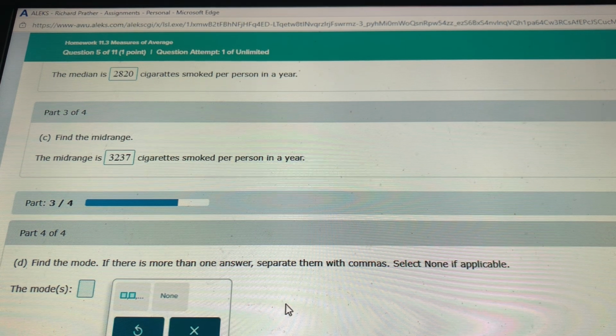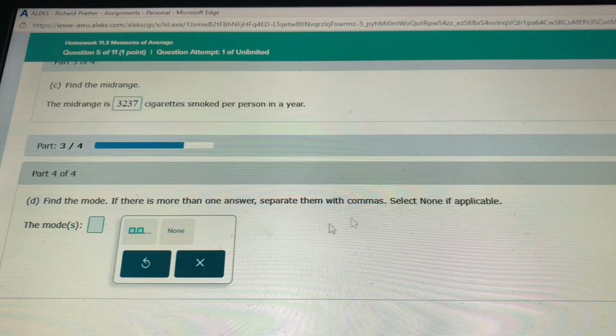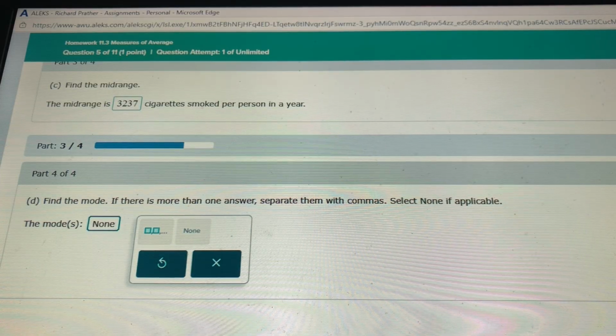And maybe there's no mode here because these numbers are so big, it's unlikely any of them repeated. Putting them in order helps to see there's no repeats. No repeats, so there's no mode.